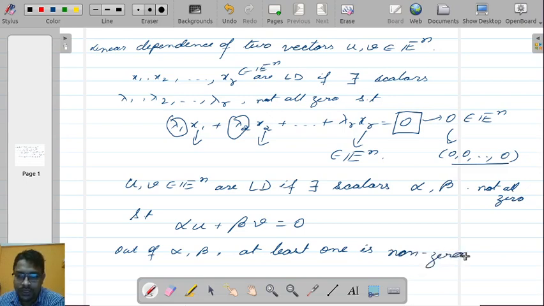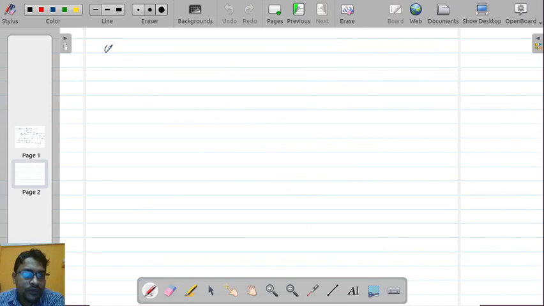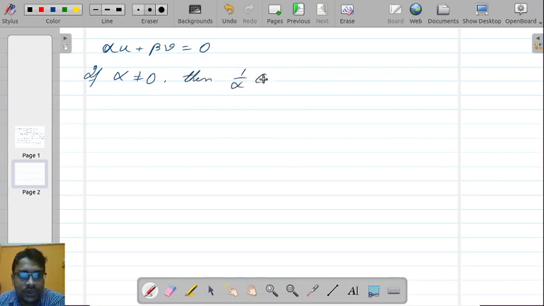What does that mean actually? We have alpha u plus beta v equal to 0. If alpha is not equal to 0, then 1 by alpha, or alpha inverse, is a real number. That means it is also a scalar.